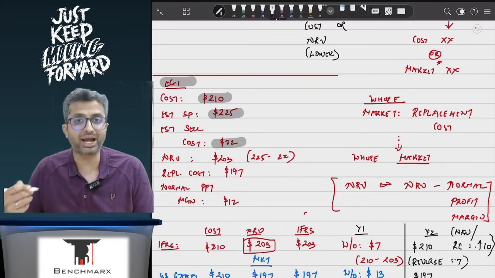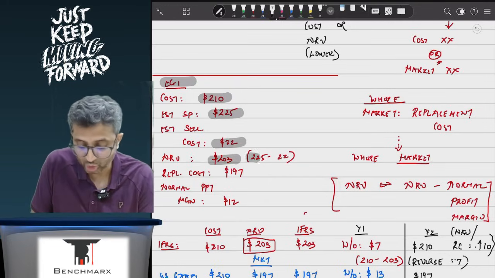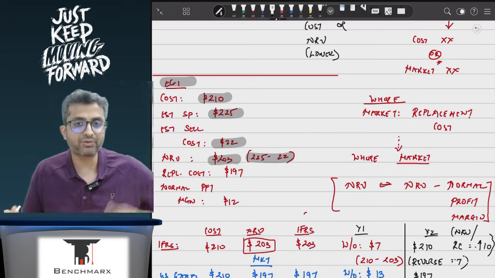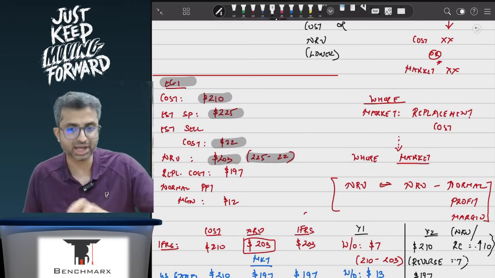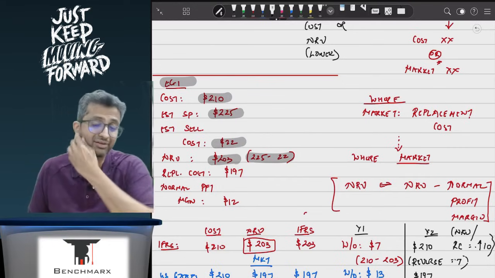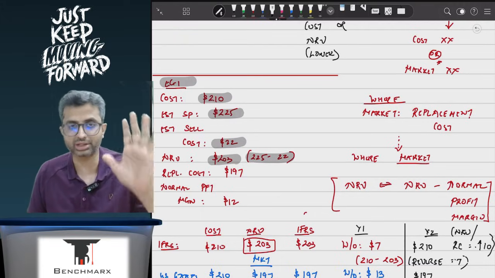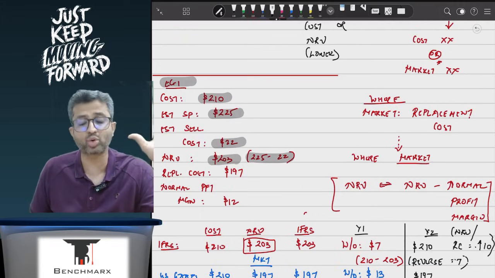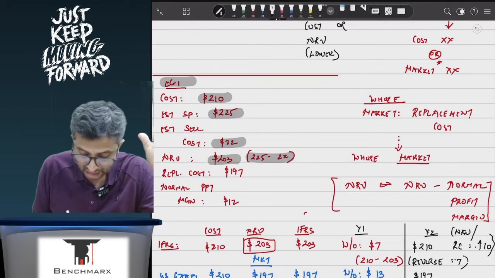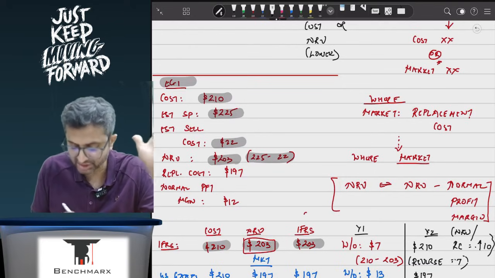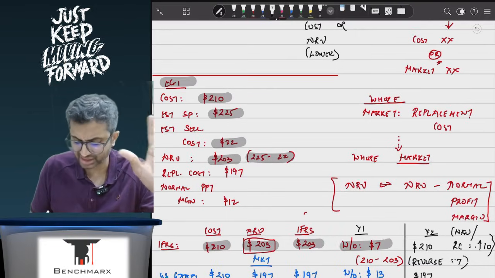Well, 225 minus 22, that is equal to 203, is going to be the NRV. Now if FIFO or weighted average is followed under US GAAP, or either of these is followed under IFRS, the measurement will be cost, that is 210, or NRV, that is 203, whichever is lower, that is 203, and hence there will be a $7 write-off. 210 or 203, whichever is lower, so there's a $7 write-off, and that's about it.